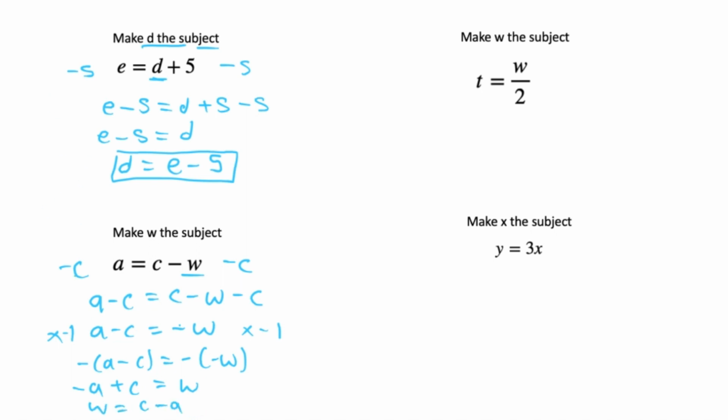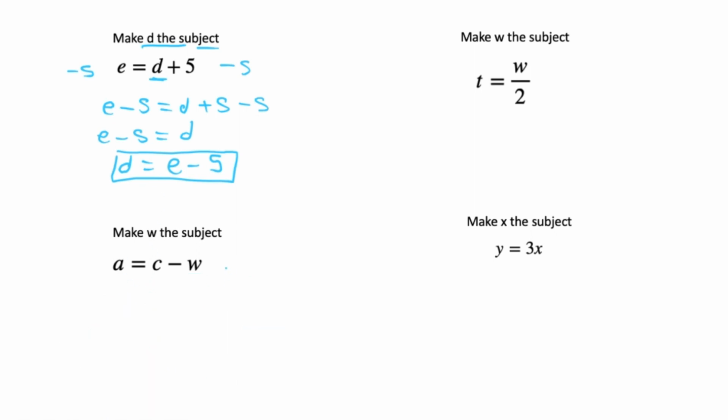Now an alternative way of doing this is to get rid of the W from one side of the equation. So you have A equals C minus W. You could also add W to both sides of the equation, and this is what you get. A plus W equals C, because C minus W plus W will give you C plus 0. Then you subtract A from both sides. So A minus A plus W equals C minus A. A minus A is 0, so W equals C minus A.